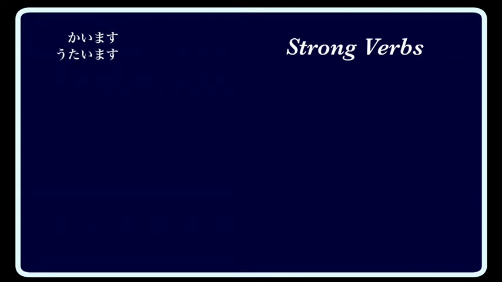The other group of verbs are strong verbs. That means they all have more than one hiragana before the mas. They do not have the hiragana in the e row before mas, and usually there's more than just a vowel followed by one hiragana. So let's have a look at some strong verbs and work out what happens to them when we put them into the plain form. Kaimasu, to buy. Utaimasu, to sing.